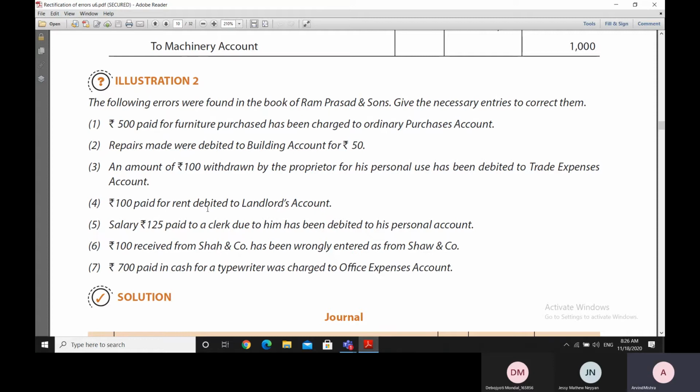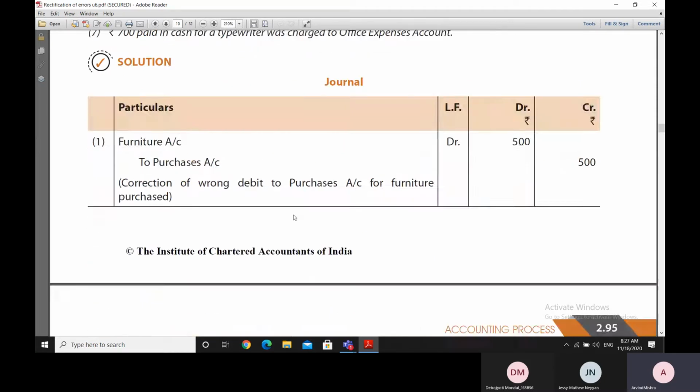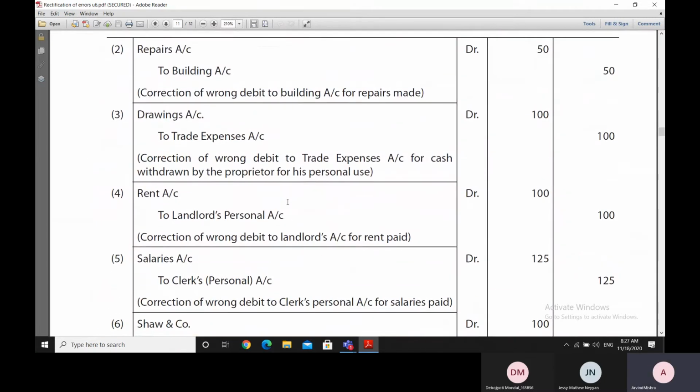So to rectify the wrong entry, we need to cancel the debit that has gone into landlord's account. So we credit the landlord's account and debit the rent account. As you can see here, the landlord's personal account is now credited, thereby squaring off the earlier wrong entry, and the rent account has been debited. Of course, the credit has already been made in the cash account.